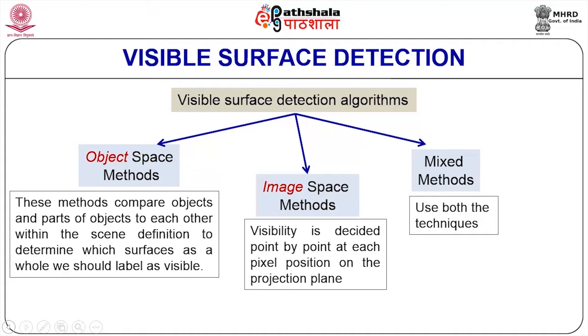So, that is how these mixed methods work. We will see examples for object space and image space, as they are generally the most popular, most common methods that exist. And you can ask me one question: why should we remove a surface that is not visible? Why should we remove back faces?